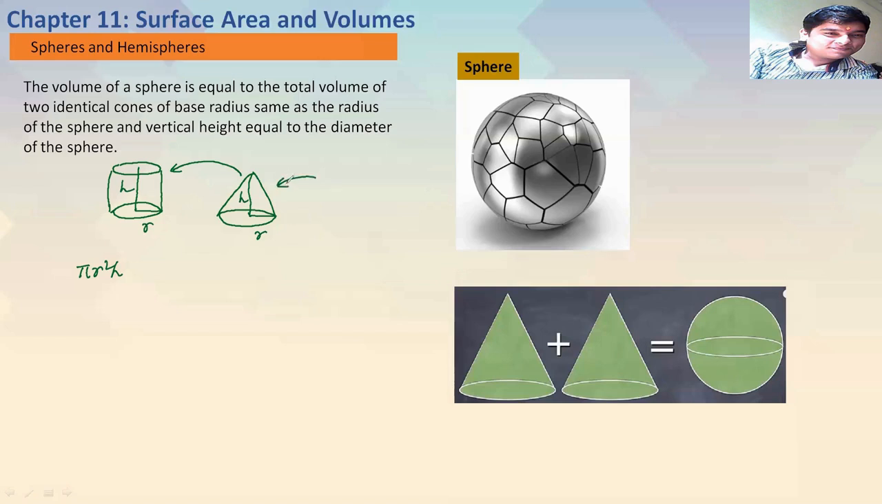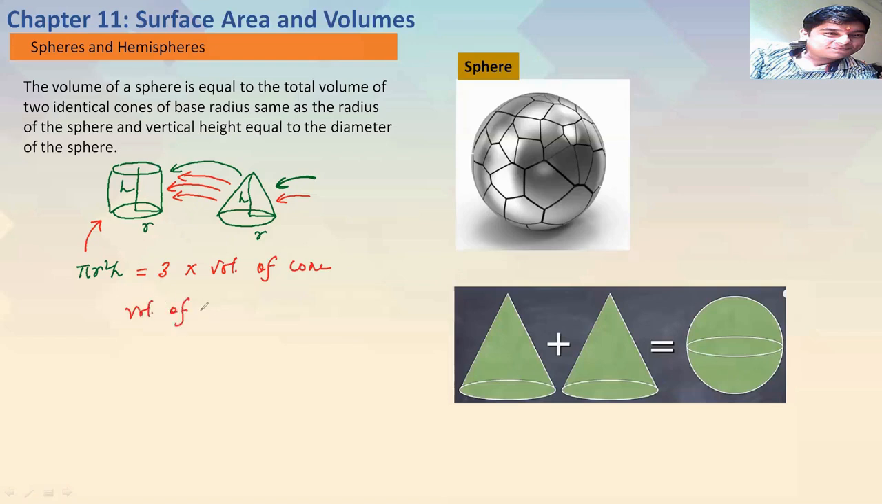If you fill this cone with some liquid and then transfer it to the cylinder, the cylinder will be filled in 3 goes, 3 times. 1, 2, and 3. Are you getting me? Yes, sir. So 3 times the volume of cone is equal to the volume of the cylinder. Pi r square h, which is the volume of the cylinder, is equal to 3 times the volume of cone, right? So what is the volume of cone actually?